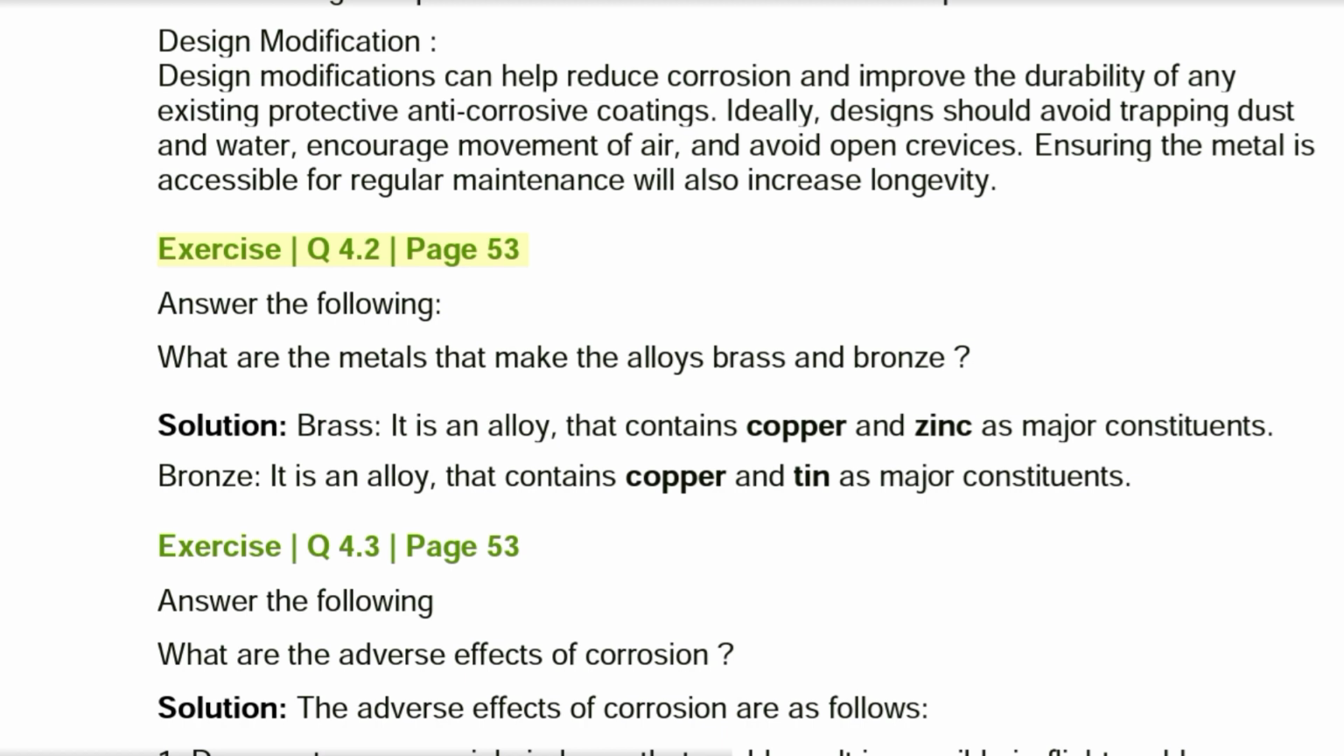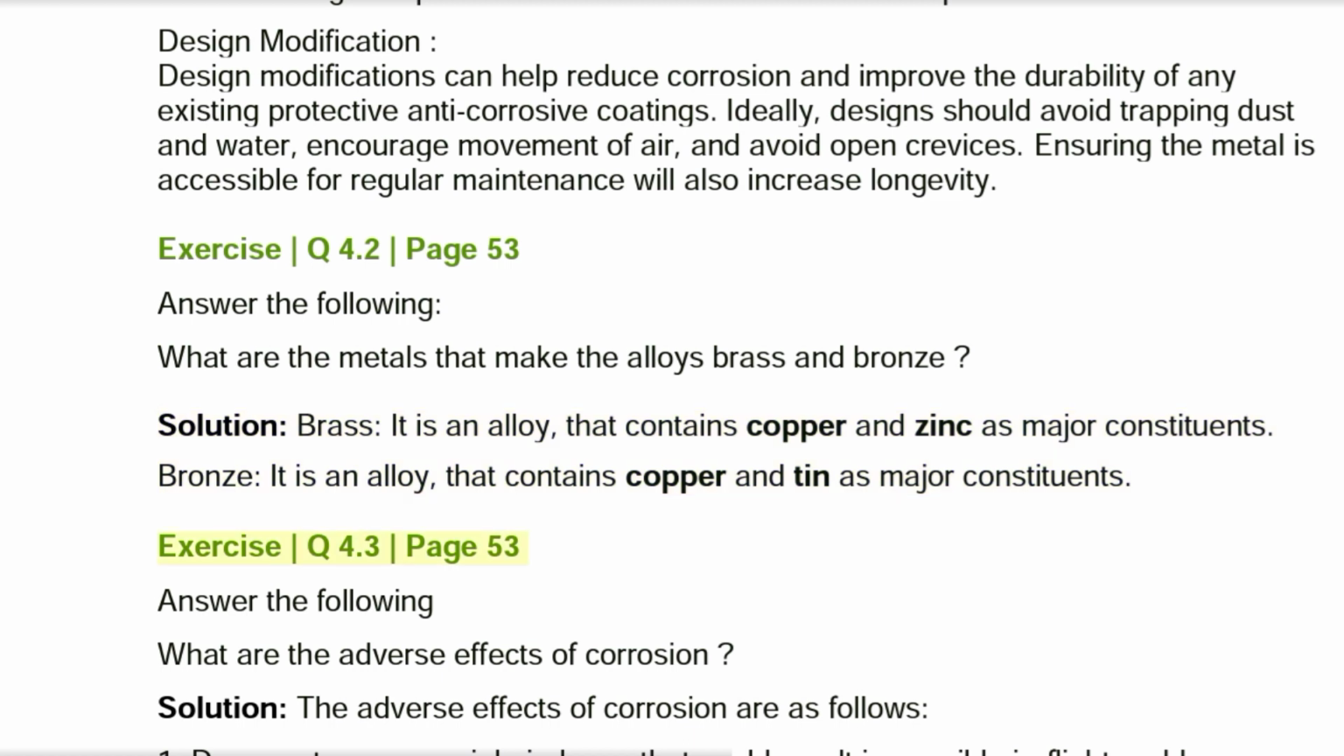Exercise Q4.2, page 53. Answer the following. What are the metals that make the alloys brass and bronze? Solution. Brass is an alloy that contains copper and zinc as major constituents. Bronze is an alloy that contains copper and tin as major constituents.